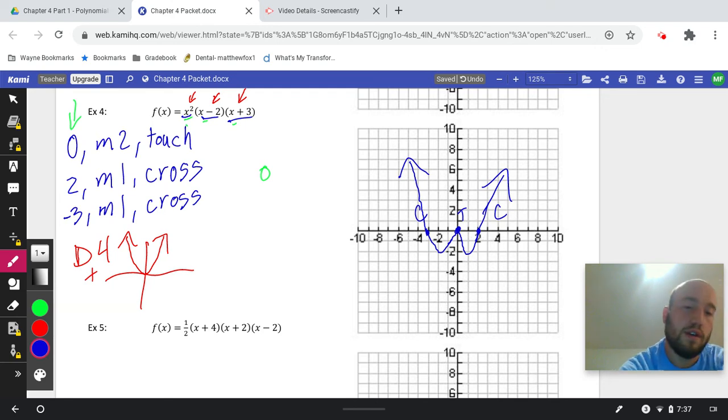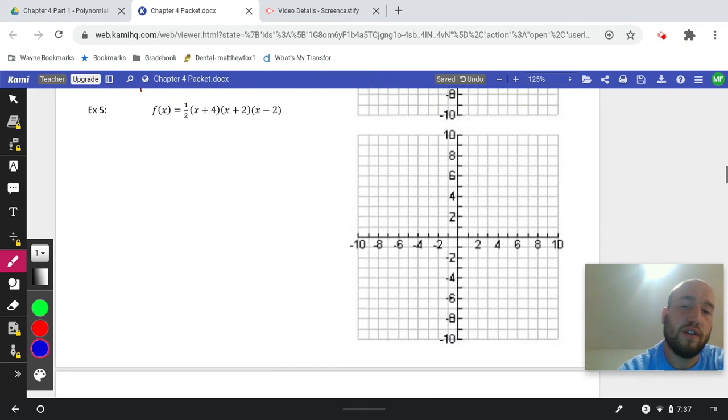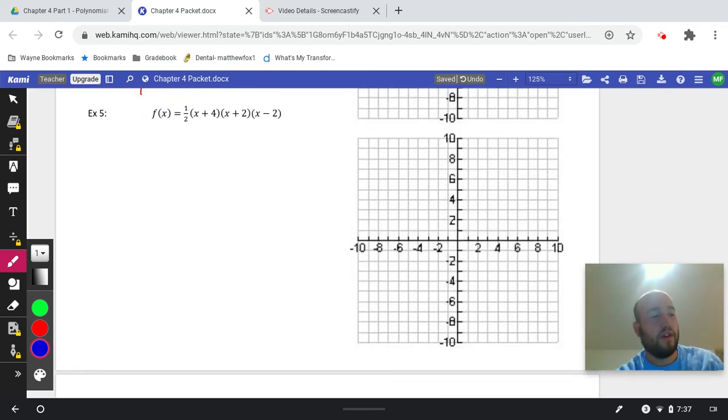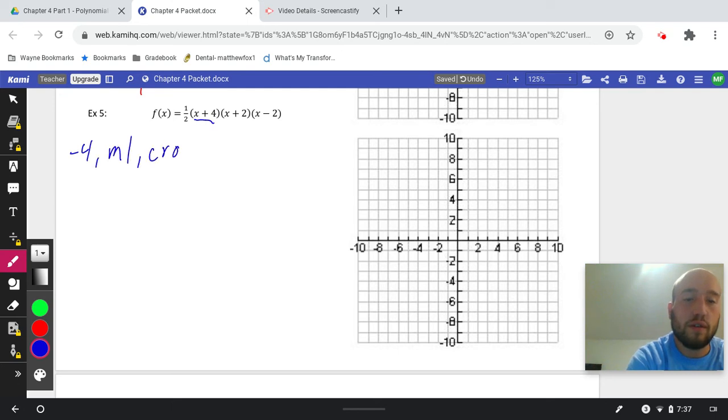All right. One more. Let's do one more together, and then I'll let you guys get to work. So on this last one, example 5 here, we need to once again start with our zeros. So this half we don't need to worry about. The x plus 4 will be -4, has a multiplicity of 1, so that means it crosses. Okay, then x plus 2 has a multiplicity of 1 also, so -2 multiplicity 1, and that crosses. And then the final one would be 2, it's a multiplicity of 1, so it will also cross.